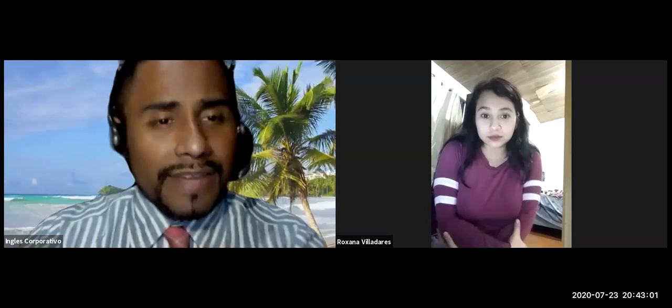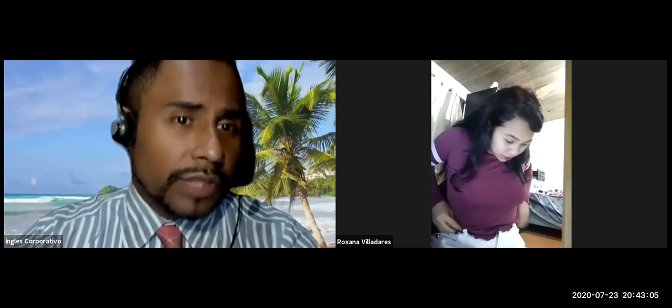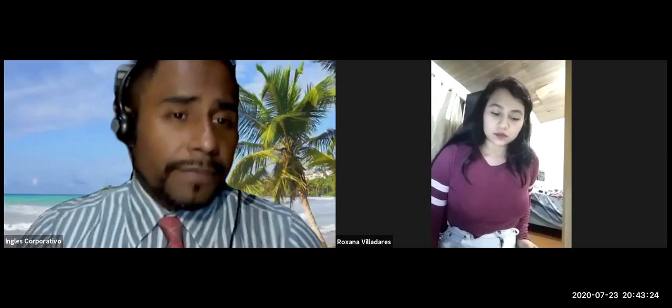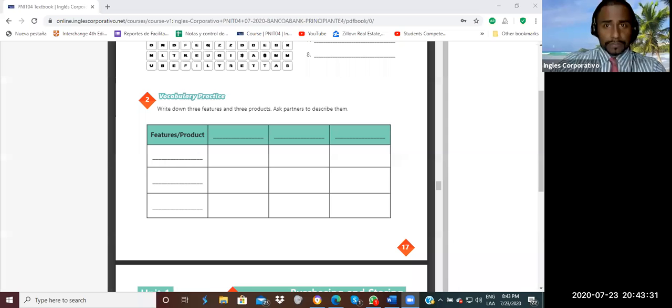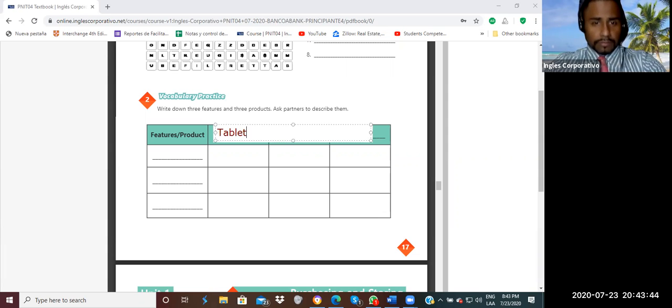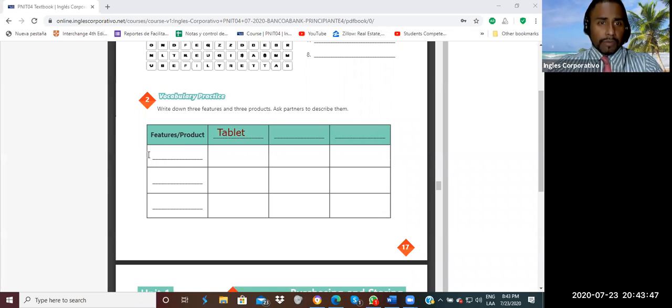Básicamente están haciendo como una venta. Digamos que usted es servicio al cliente, usted está en Curazao o en Omnisport y está en ventas. Y yo quiero comprar una tablet, una laptop, una PC, una Smart TV, lo que sea. Ustedes se supone que van a llenar estos espacios acá. Features y Products, ¿verdad? Por ejemplo, aquí arriba usted le pone Tablet. Y aquí le pone el precio, Price.